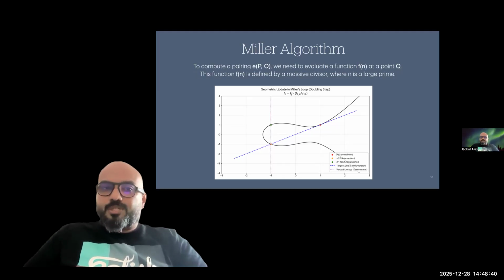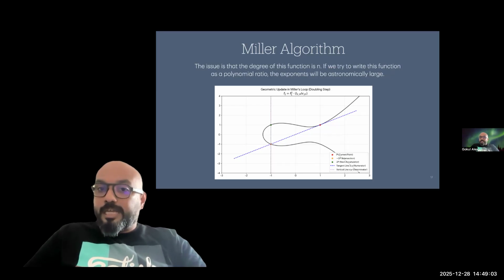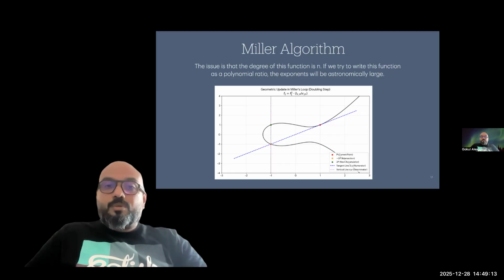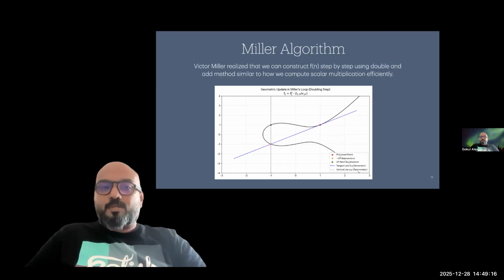Essentially, what is this rational function? To compute a pairing E(P,Q), we need to evaluate a function f_n at a point Q. This function is defined by a massive divisor where n is a large prime. This is the problem at hand. The issue is that the degree of the function is n, which is a large prime. If you try to write this function as a polynomial ratio, the exponent will be astronomically large. So how did Miller circumvent this problem?